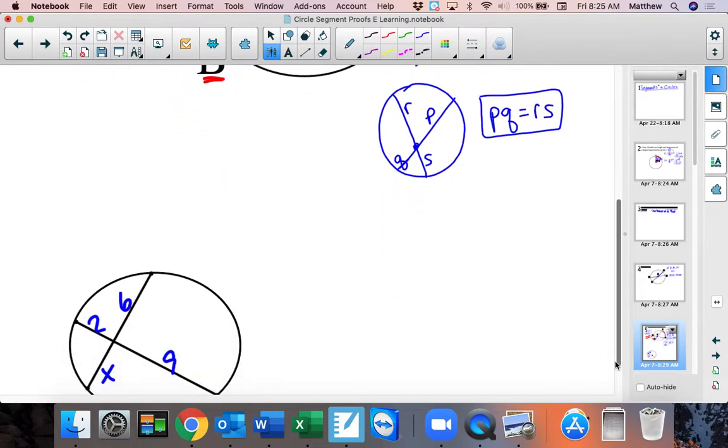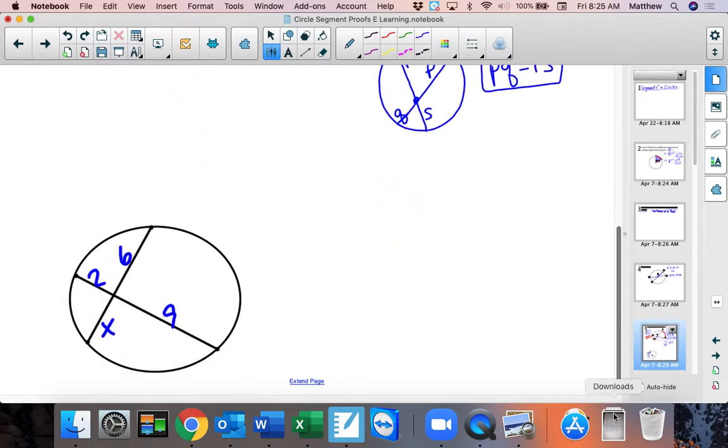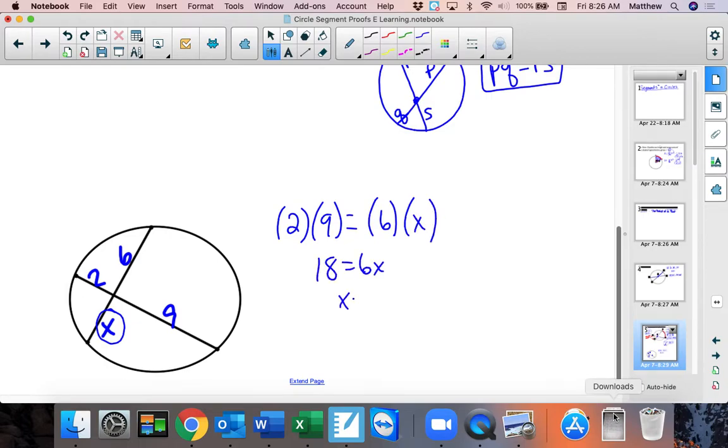Okay, so let's think about it in a couple of examples in the last few minutes. See this example down here. We have a circle, one variable, and four different segments. From my formula, I know that 2 times 9 equals 6 times x. 18 equals 6x, so x must be 3. That would be one example.